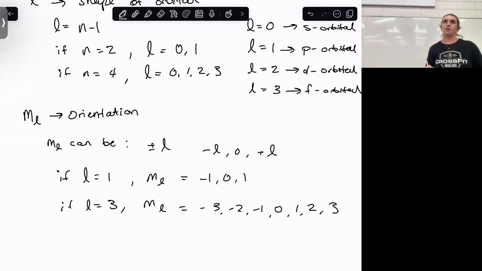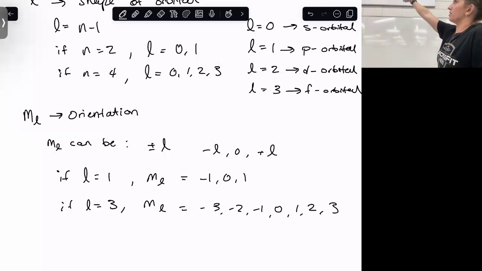When you say 7 total orbitals, that means like 7 of the individual shapes. Yeah, so when L is equal to 3, M sub L could equal any of those numbers. Those numbers correlate to a different shape in each one of them, or a different orientation.